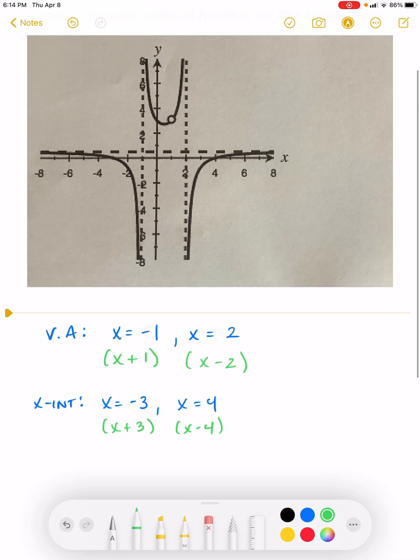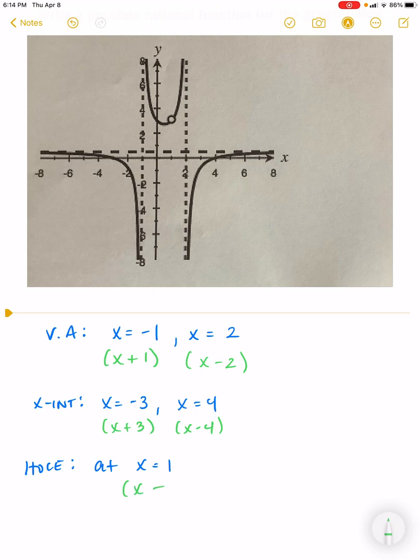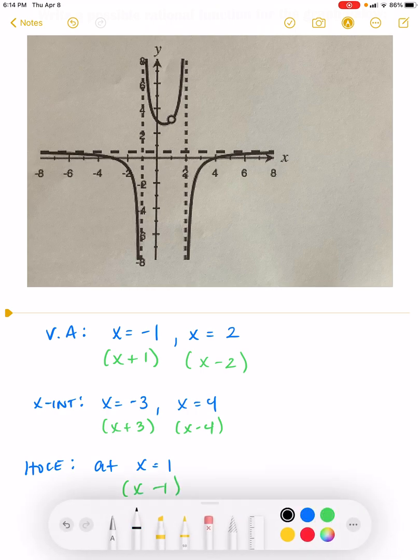All right, so the next thing that I notice is that there's a hole in the graph, and the hole is at x equals 1, okay? So that factor can be expressed as x minus 1. So the first thing that we're going to do is we're going to start building this function using all of the factors from the vertical asymptote, the x-intercepts, and the holes.